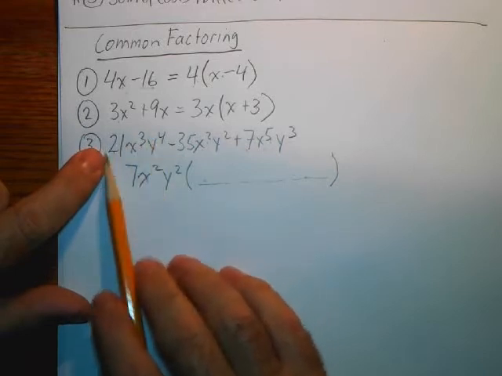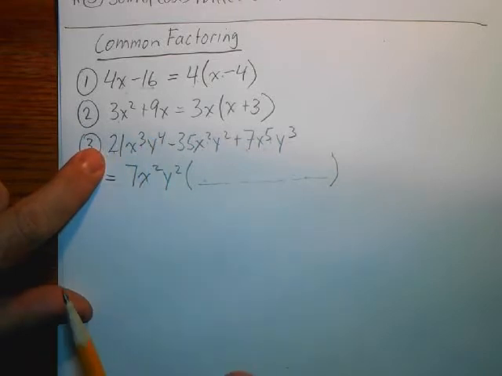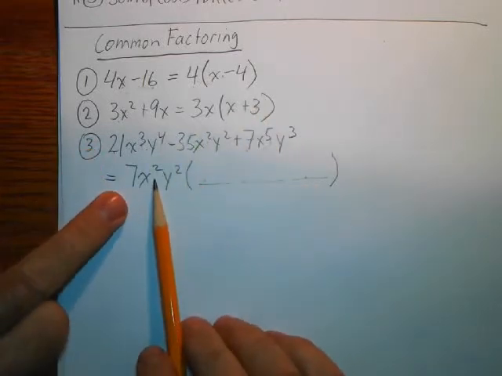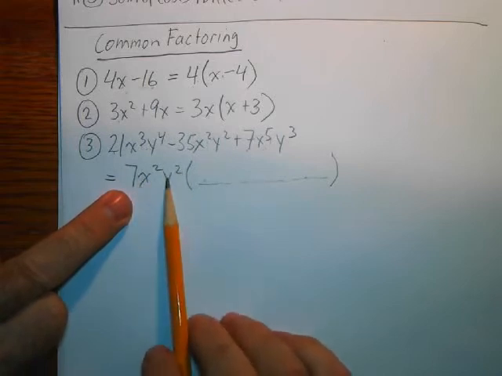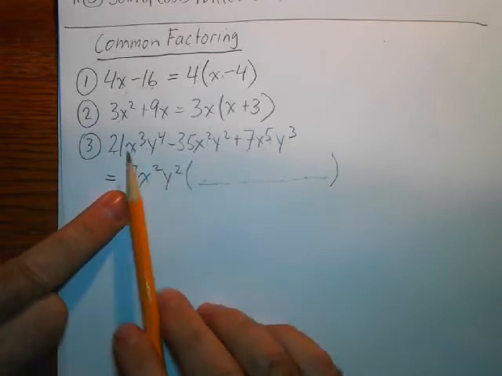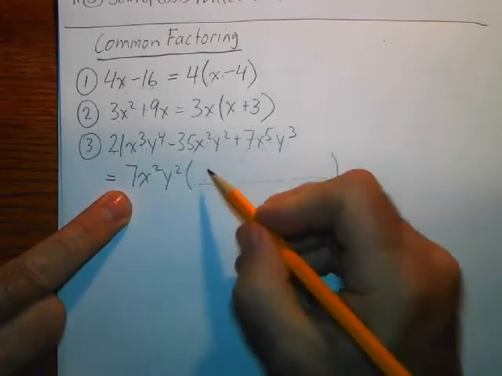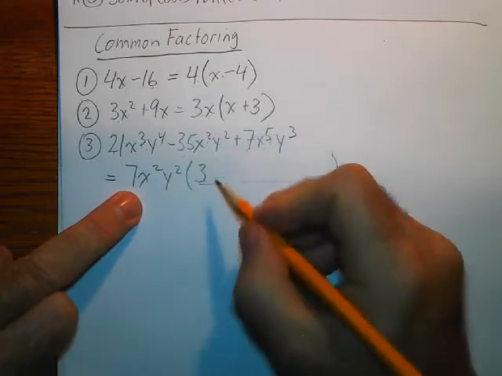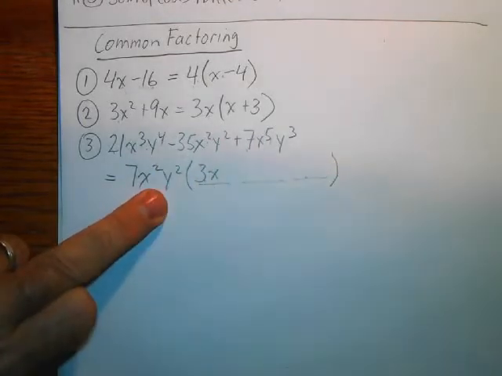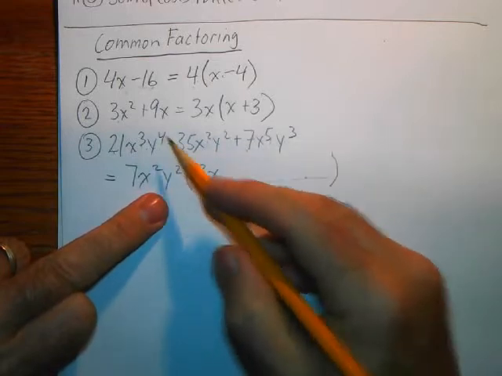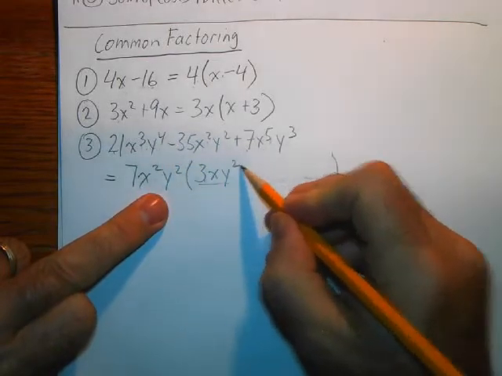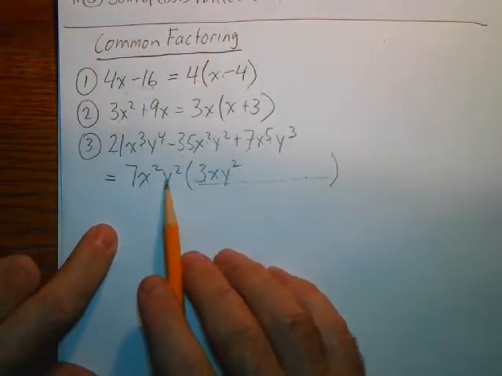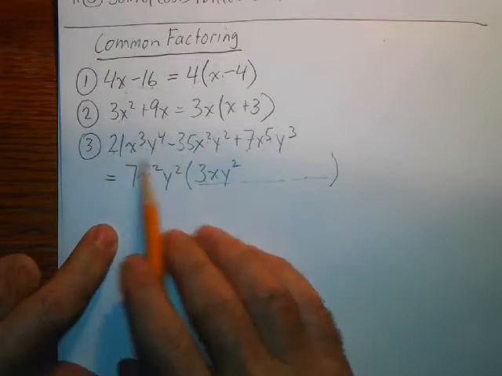I divide 21x cubed y to the 4th by this. The other way of thinking about it, and this is the way that I would do it, is I ask myself, what do I have to multiply this common factor by to get this first term? So to go from 7 to 21, I would need a 3 to multiply. X squared to x cubed, well, I need one more x. Y squared to y to the 4th, I would need to multiply by y squared. Okay, and again, you could check this right away if you wanted to. If I multiply these 2 together, I should get the first term.